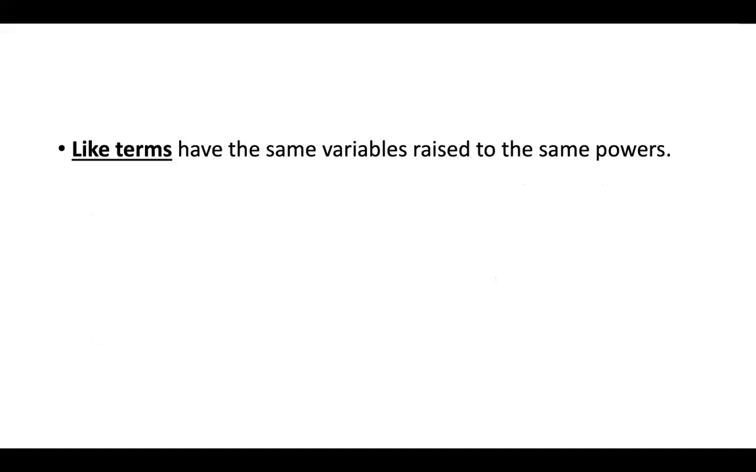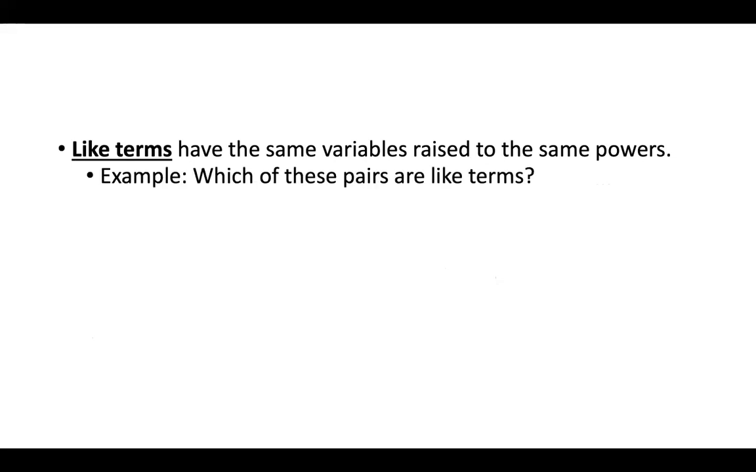Like terms are terms that have the same variables raised to the same powers. So here are some examples, and the question is, which of these pairs are like terms? 6x and negative 4x, are those like terms? Well, yes, they are, because the variable part in both is x, and it's x to the same power, which is the first power. X can be thought of as x to the first power.